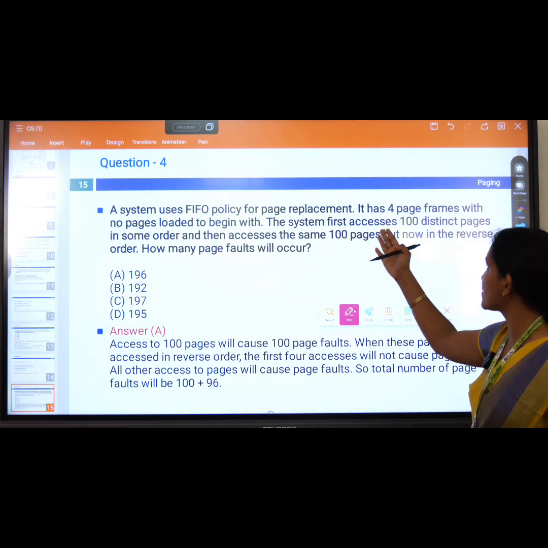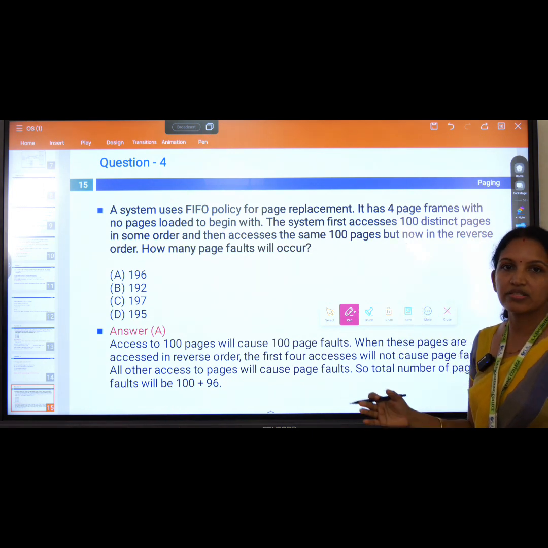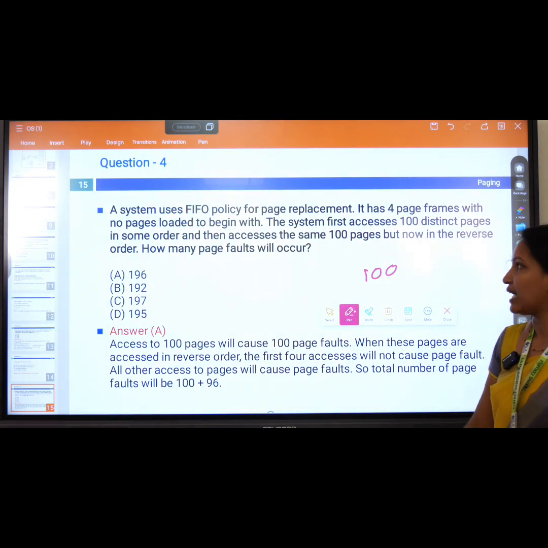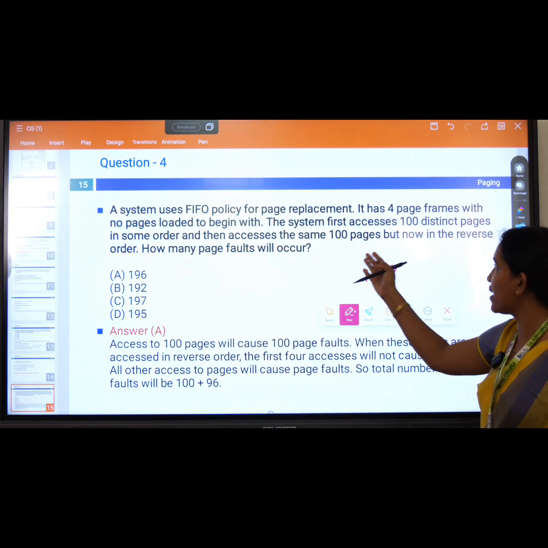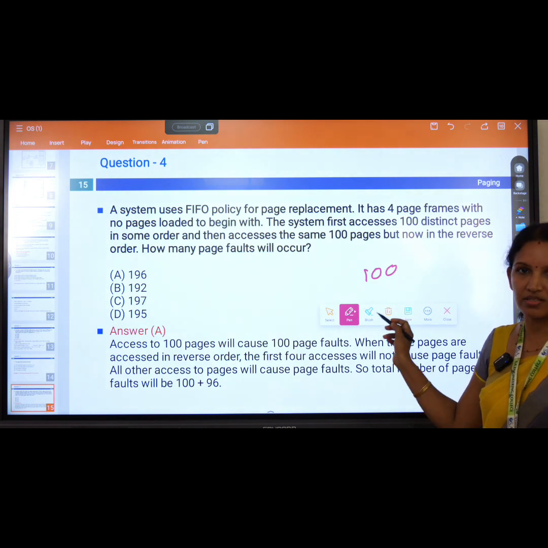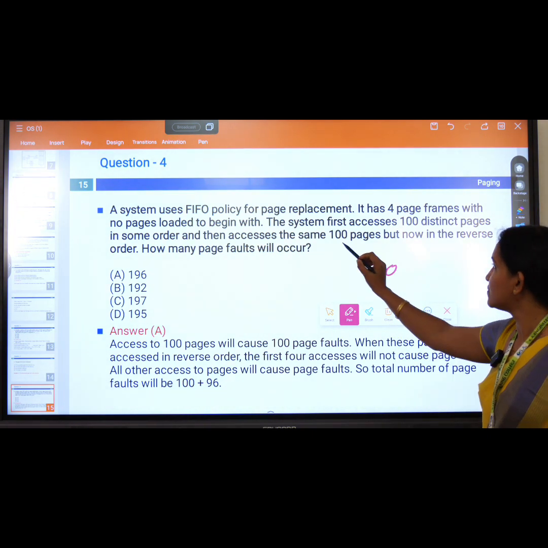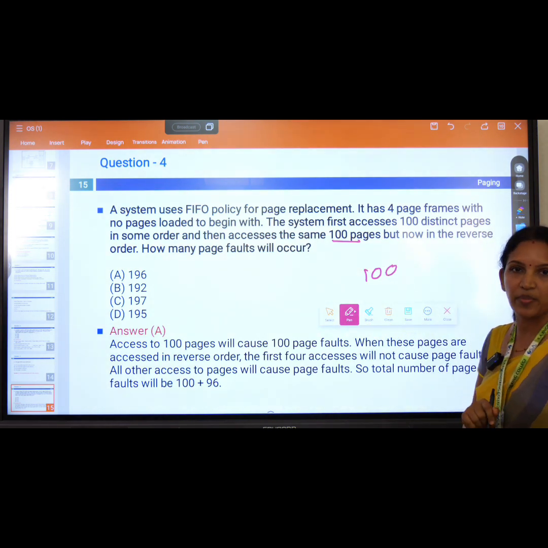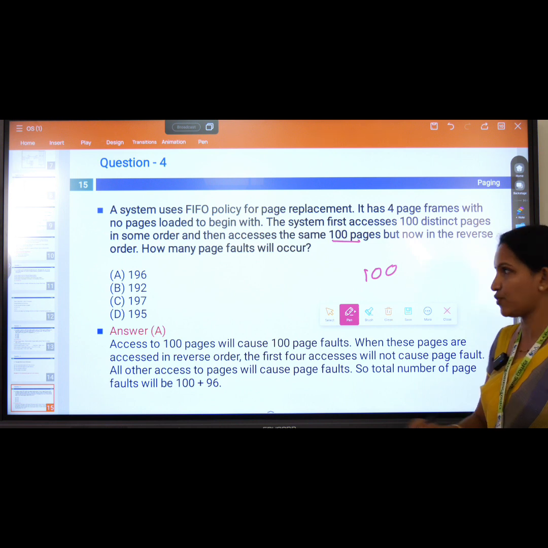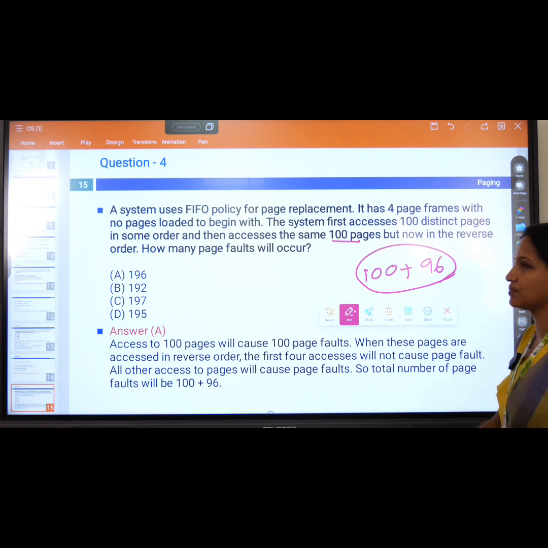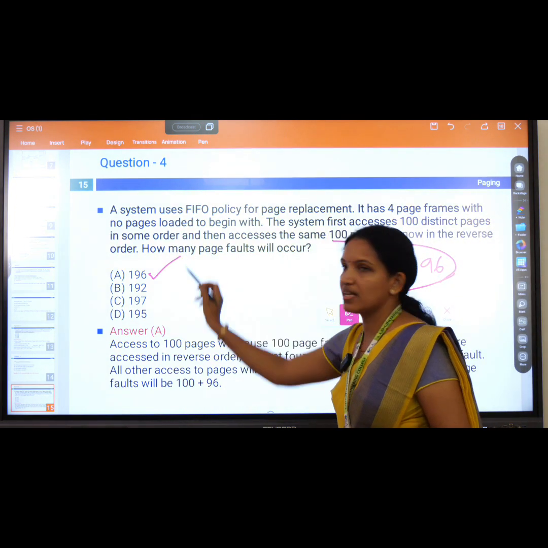So it will start with the first 100 accesses. Obviously the first 100 accesses will result in page faults. So there will be 100 page faults. Again the system accesses the same 100 pages in reverse order. So already the 4 frames are filled with pages. So from 100, 4 is already there. So the remaining 96 pages will result in a page fault. So the total number of page faults will be 100 plus 96. So option A is the correct answer.